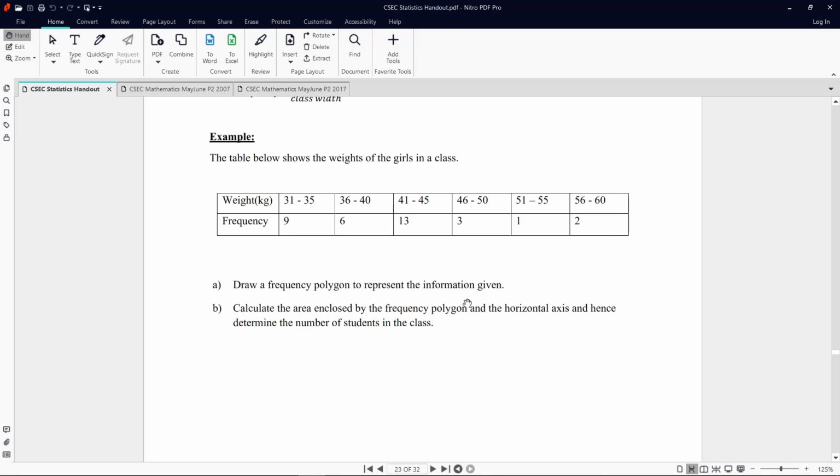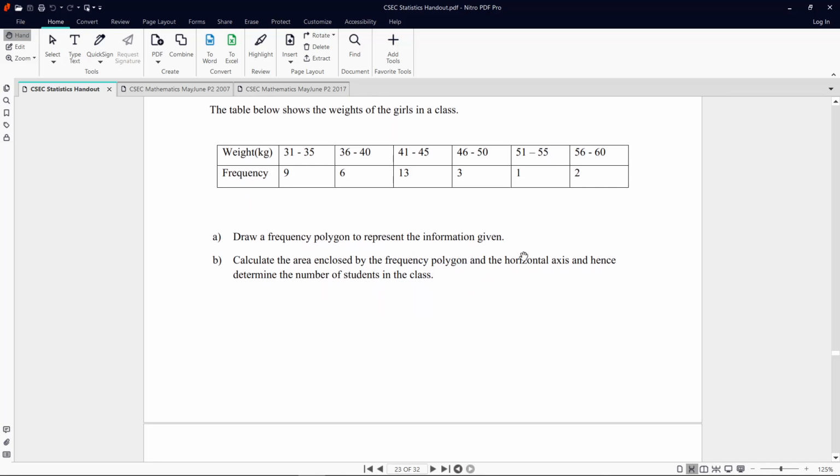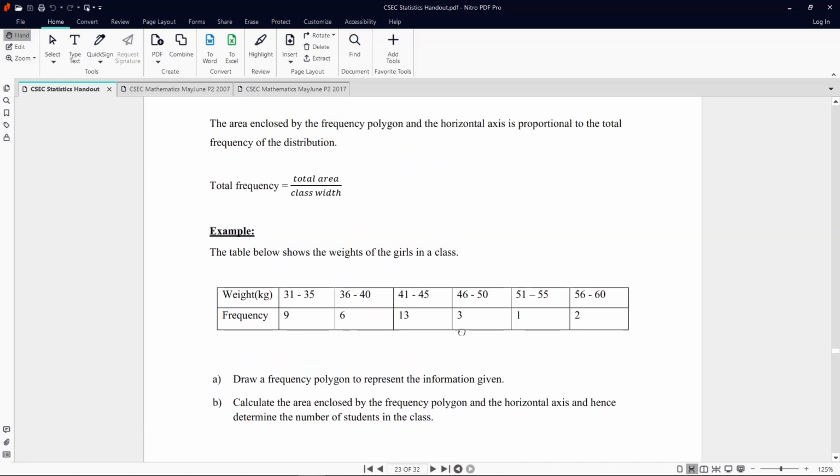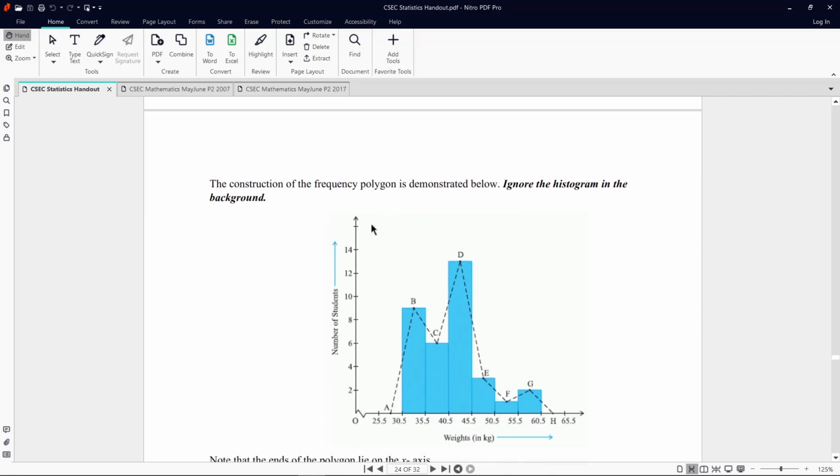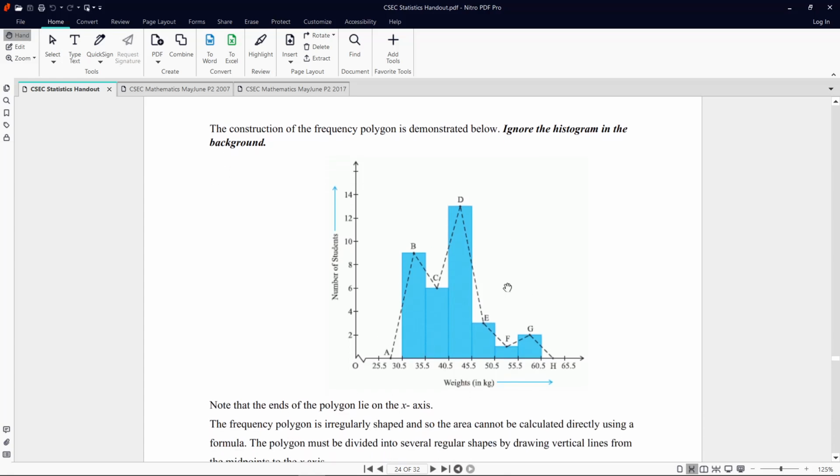So now they ask us to draw a frequency polygon to represent the information, and then calculate the area enclosed by the frequency polygon and the horizontal x-axis, and hence determine the number of students in the class. So even though we could have counted the frequency, they still want us to find it from the frequency polygon. And in that regard, we'll have to navigate to finding the area under the frequency polygon.